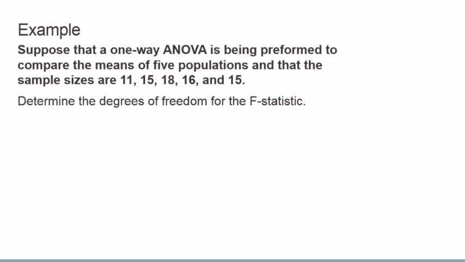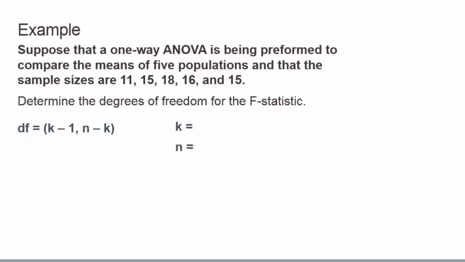Example. Suppose that a one-way ANOVA is being performed to compare the means of 5 populations, and that the sample sizes are 11, 15, 18, 16, and 15. Determine the degrees of freedom for the F statistic. So in order to use the table for the F statistic, we need to know the degrees of freedom. To find the degrees of freedom, we want to use k-1 and then n-k. So we're going to have two numbers that we will use. In order to find the degrees of freedom, we need to know k and n.